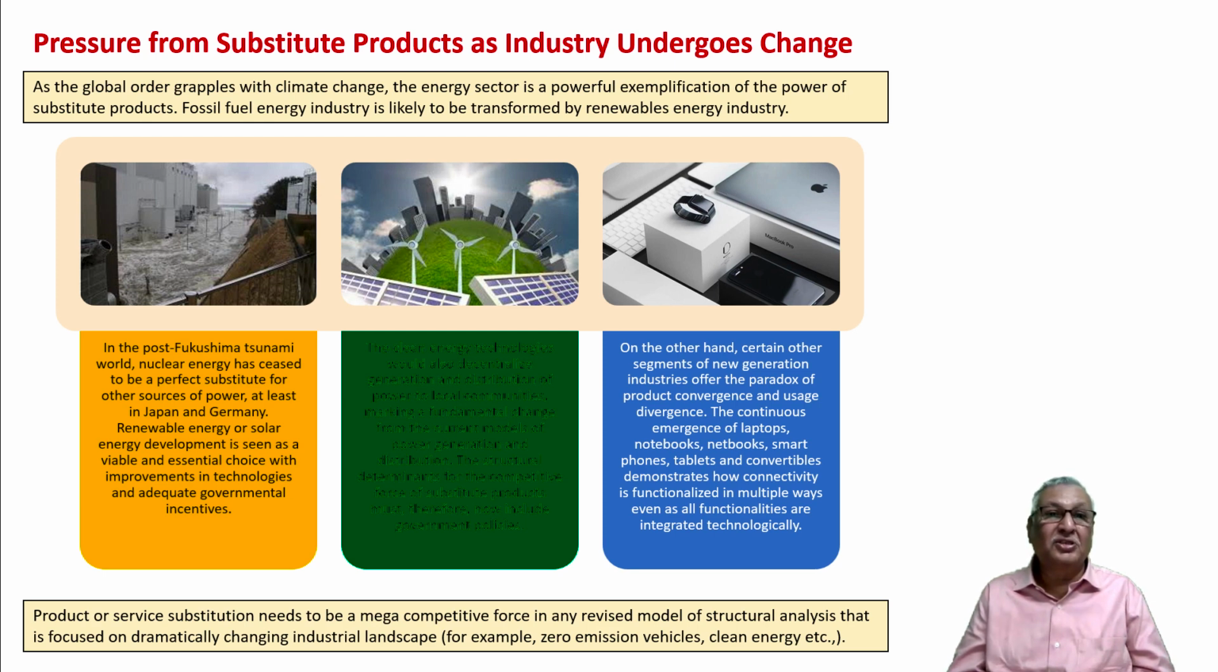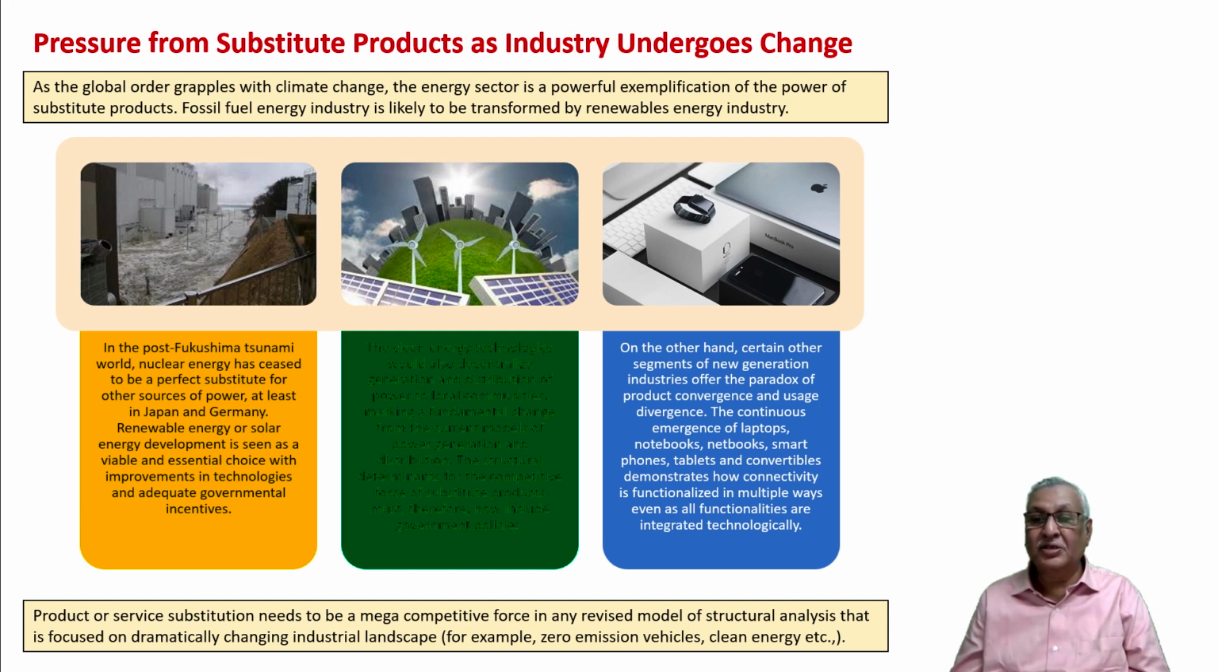As industry undergoes change, the pressure from substitute products also undergoes change. In the post-Fukushima tsunami world, nuclear energy has ceased to be a perfect substitute for other sources of power, at least in Japan and Germany. Renewable energy or solar energy development is seen as a viable and essential choice with improvements in technologies and adequate governmental incentives. The clean energy technologies would also decentralize generation and distribution of power to local communities. This will mark a fundamental change from the current models of power generation and distribution. The structural determinants for competitive force of substitute products must therefore now include government policies as well.